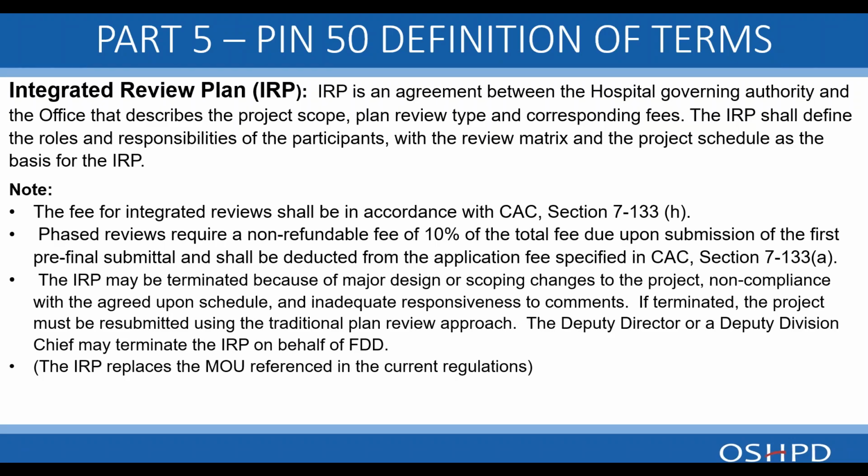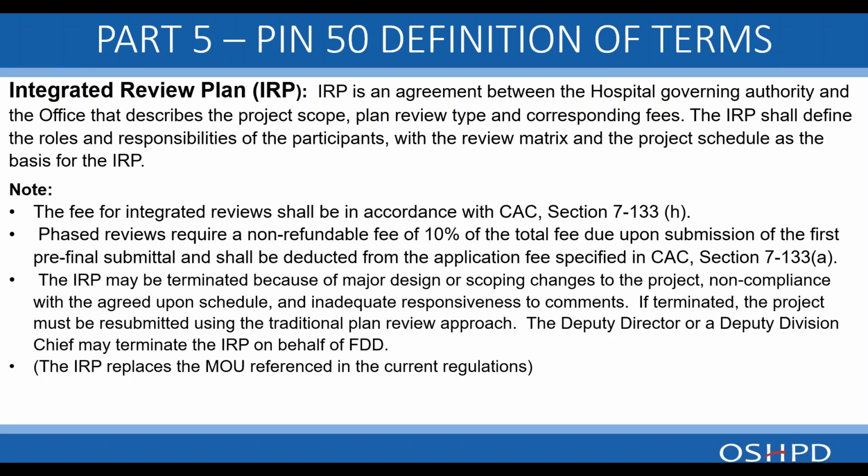Note that the fee for integrated reviews shall be in accordance with the California Administrative Code 7133. Phased reviews require a non-refundable fee of 10% of the total fee due upon submission of the first pre-final submittal or first segment, and shall be deducted from the application fee specified in CAC 7133.